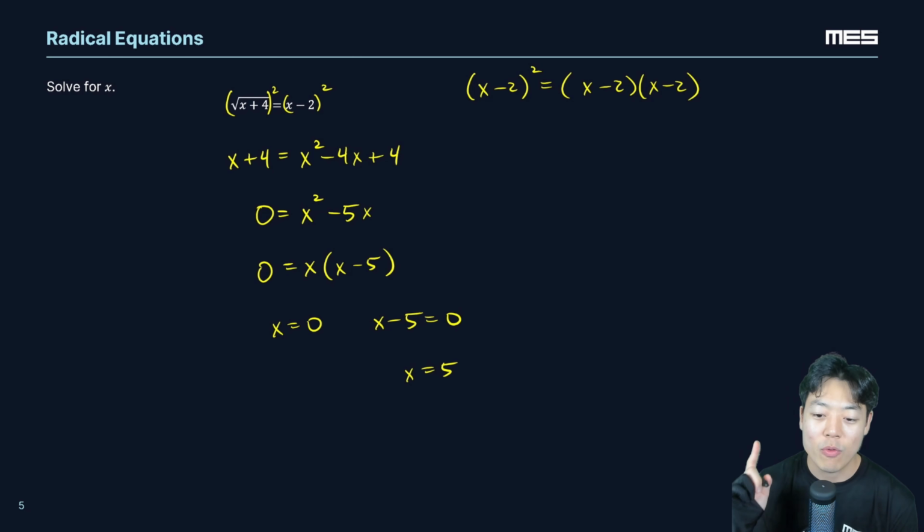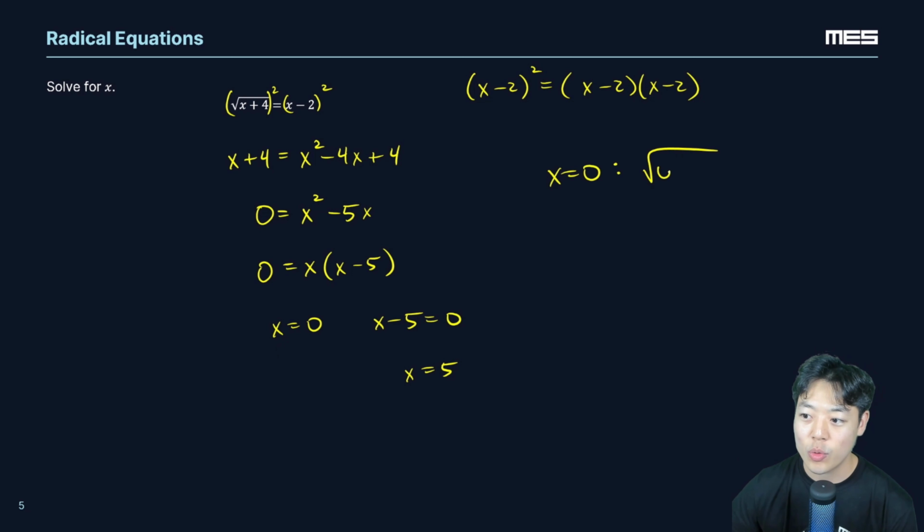But with radical equations, you must check your answers. So we plug in x equals 0. Let's check. That means the square root of 0 plus 4 needs to equal 0 minus 2. Does the square root of 4 equal negative 2? No. So x equals 0 does not work.